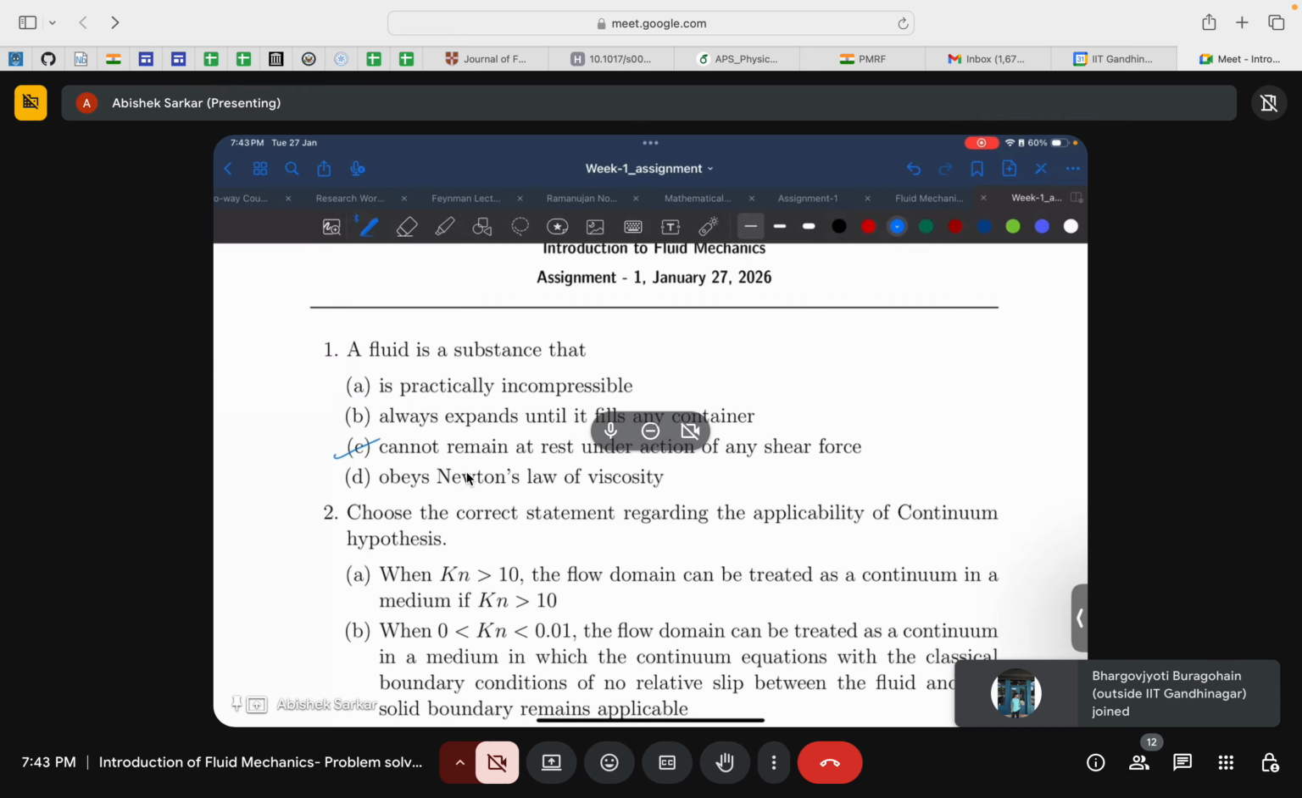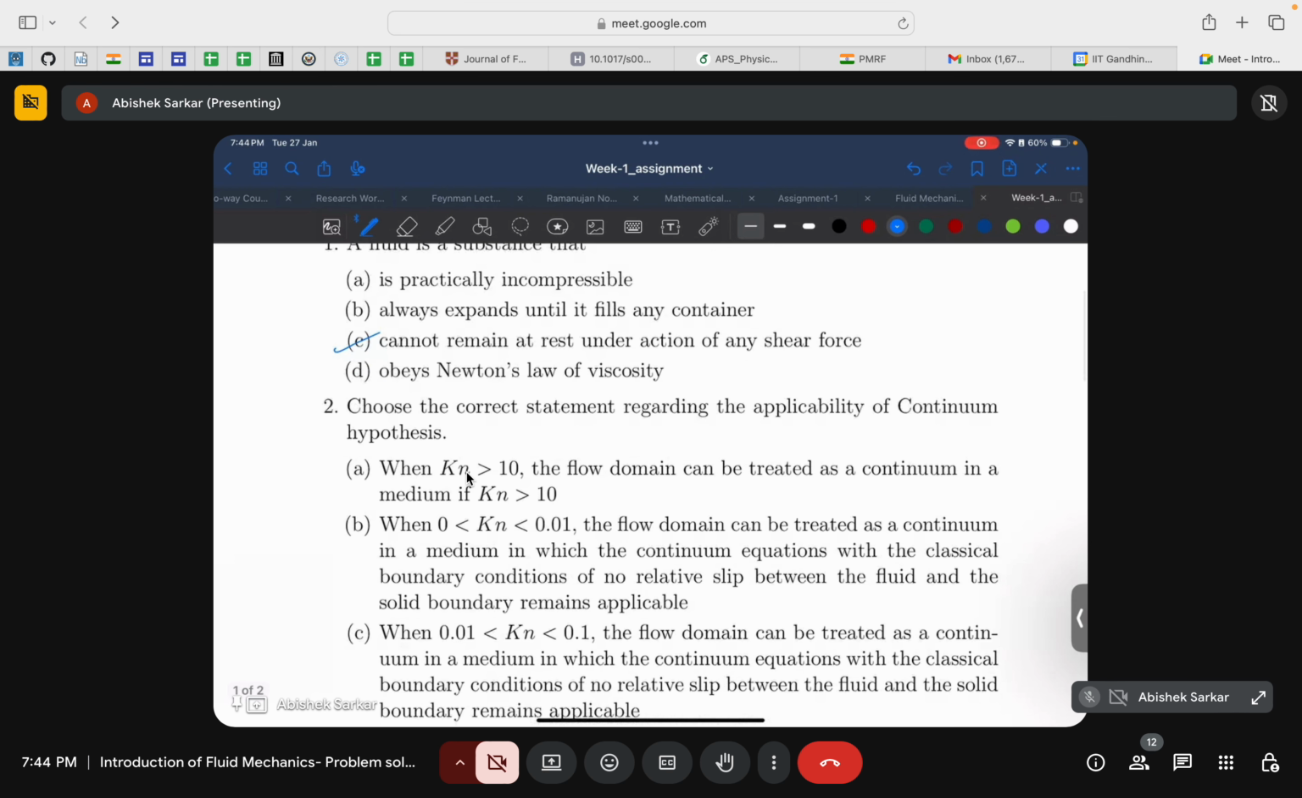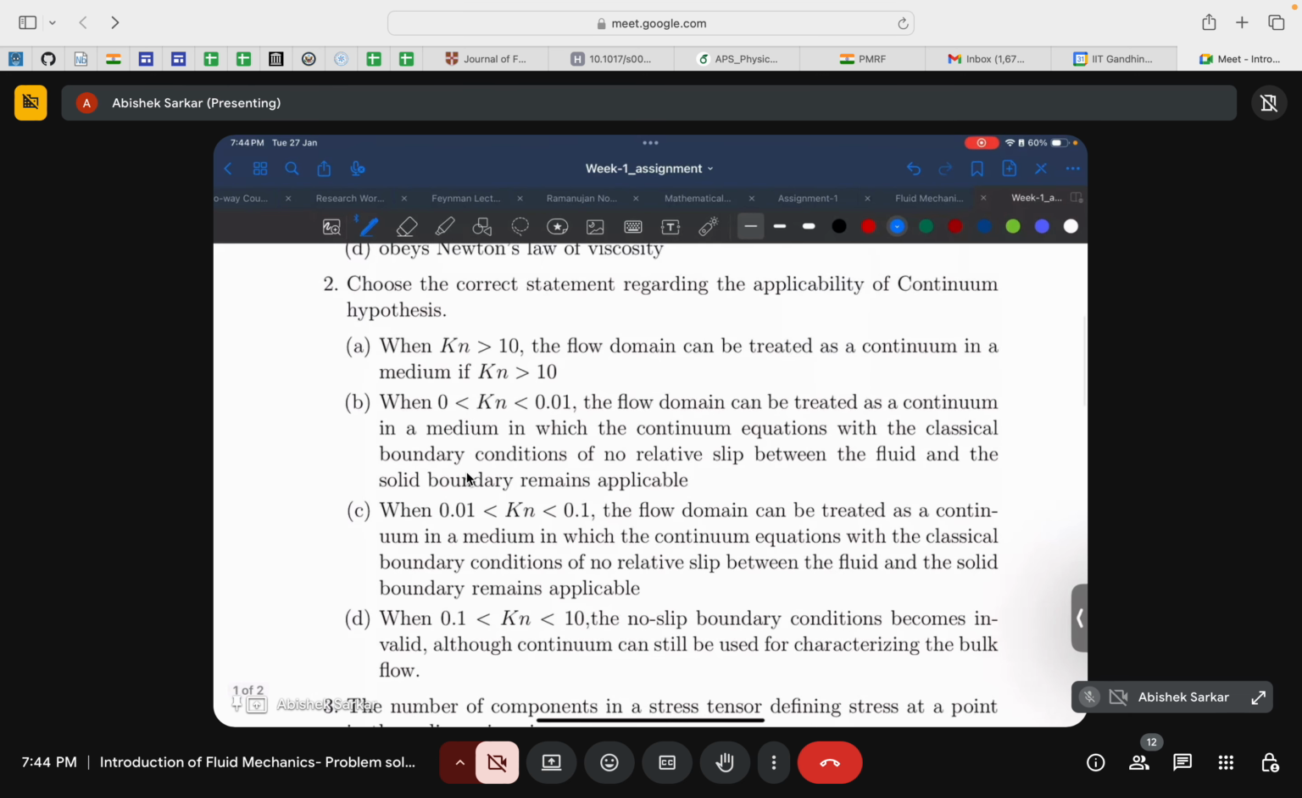Obeys Newton's law of viscosity. Again, there are scenarios where fluids may not follow Newton's law of viscosity, which we'll eventually see in the next class, I think, if I'm not wrong. But those are also fluids, right? So we cannot say that only fluids that obey Newton's law of viscosity are considered fluid. So again, that's not entirely correct. Thanks again, it's a very good discussion.